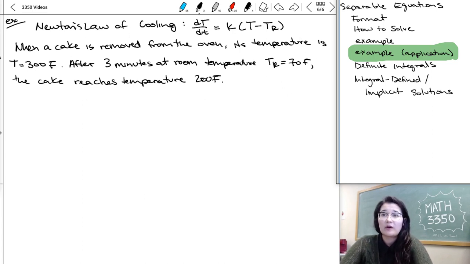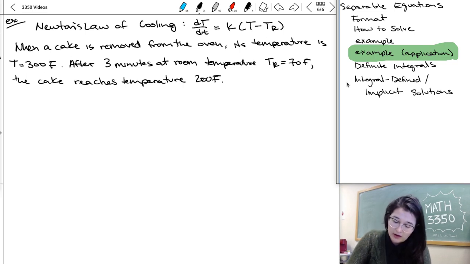And then here I've already written out the word problem. I'm going to read it to you, and if you want to write it in your notes, you might want to hit pause and do that. But the problem we're solving is when a cake is removed from the oven, its temperature is T equals 300 degrees Fahrenheit. And then after 3 minutes at room temperature, which is T sub R equal to 70 degrees Fahrenheit, the cake reaches temperature 200 degrees Fahrenheit.